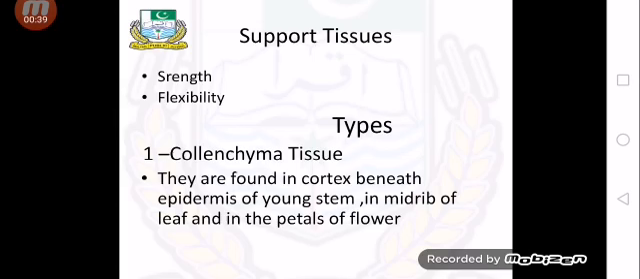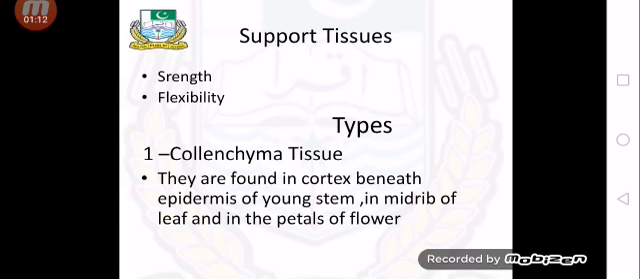As you are told, supporting tissues give strength and flexibility to the plant wherever they are present. Its types are collenchyma. Collenchyma is found in the cortex beneath the epidermis of young stem. As we have already discussed, epidermis is the outermost skin of different parts of the plants, and next to epidermis the cortex is present, so some of the cortex is having collenchyma tissues.